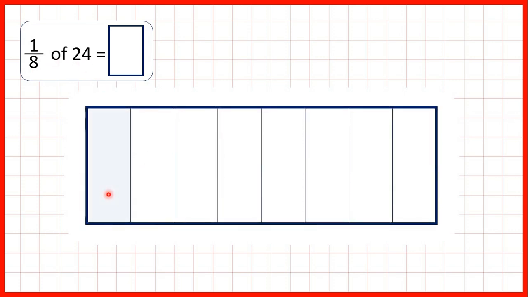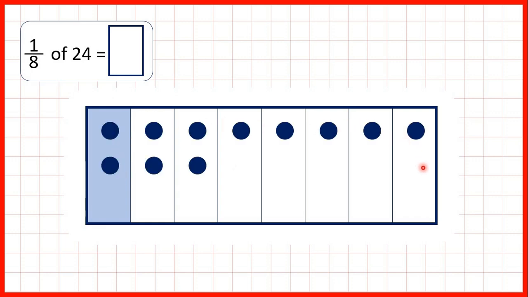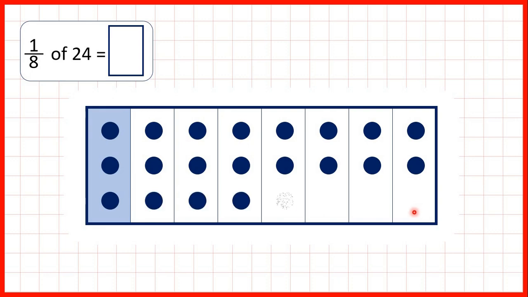Finally, we had 1/8 of 24. So we can show 1 part out of 8 on our fraction bar and share out 24 counters between the eighths. That gives us 3 counters in each of our eighths, so 1/8 of 24 is 3. That's why, to get our answer, we could just divide 24 by 8.